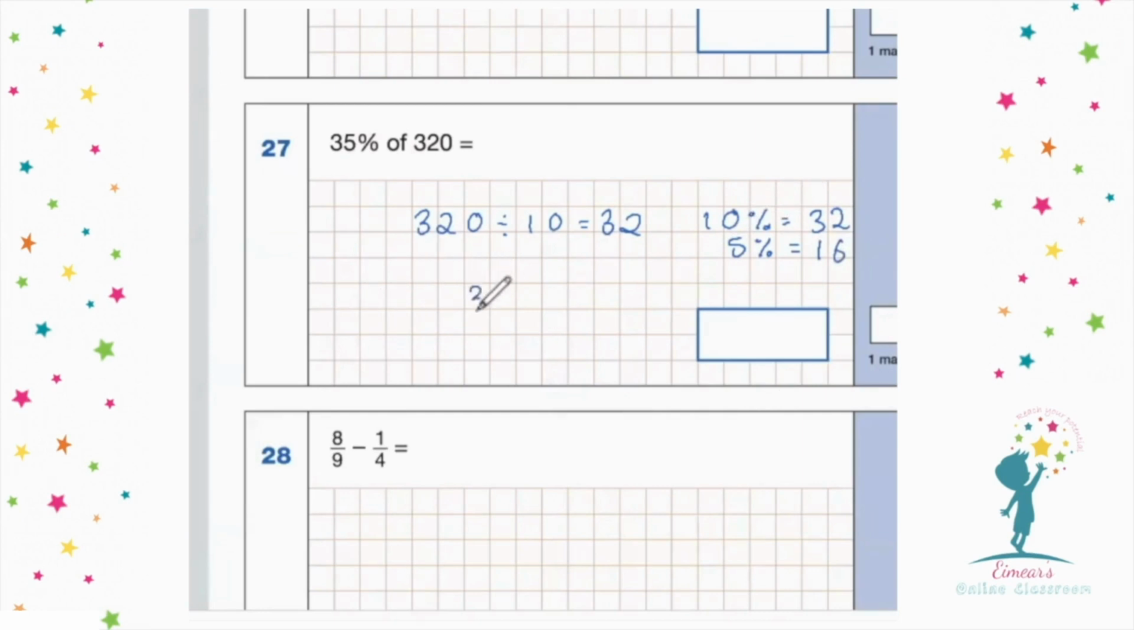So we need 32 times 3. 3 2s are 6. 3 3s are 9. So it's 96 plus our 16. So 6 and 6 is 12. 9, 10, 11. So it's 112. So 35% of 320 is 112.